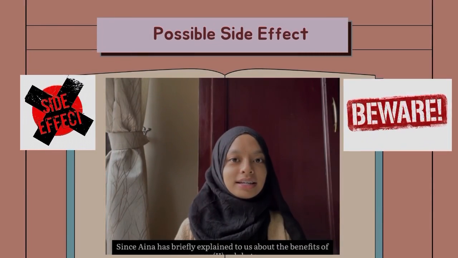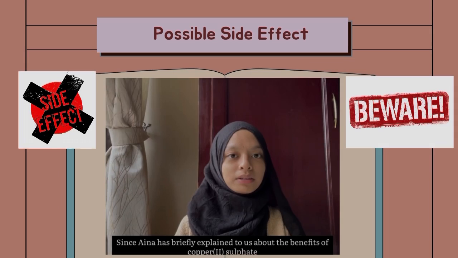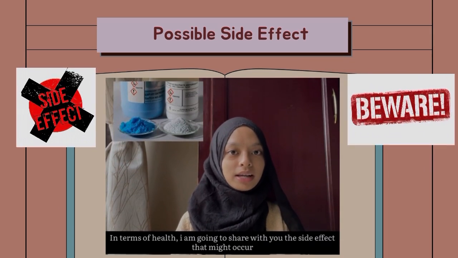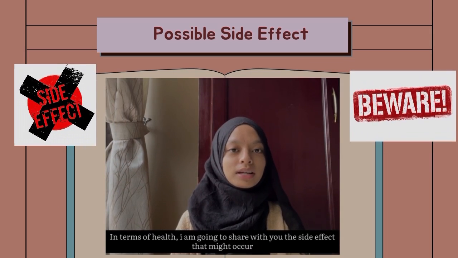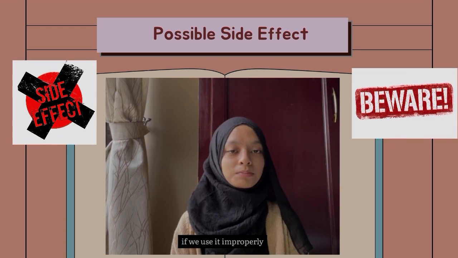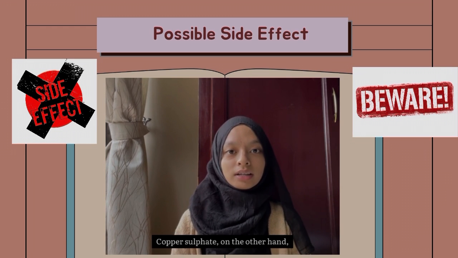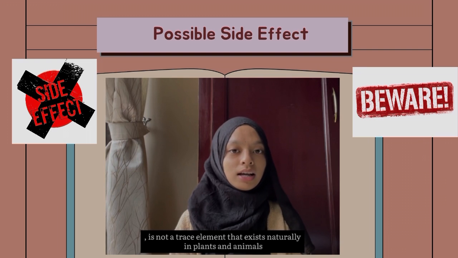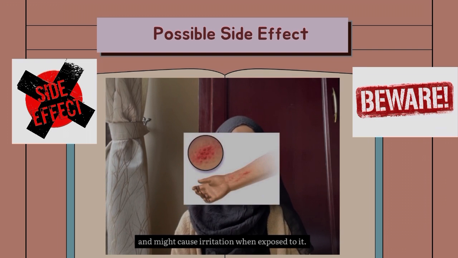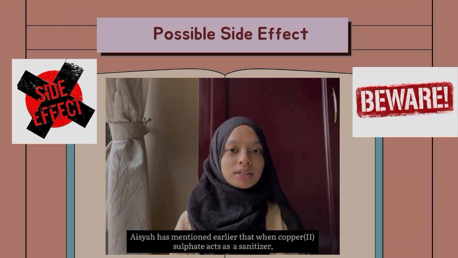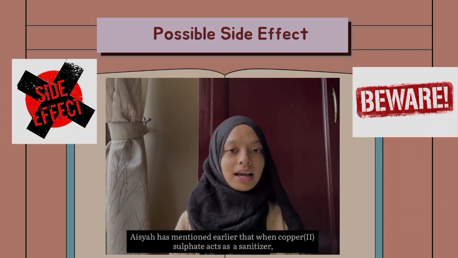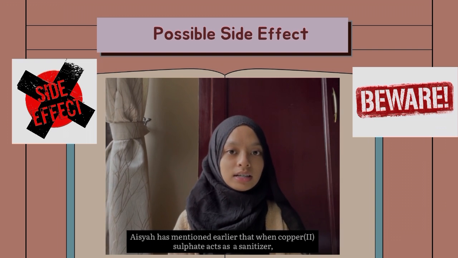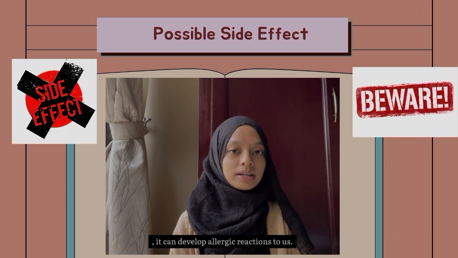Thank you, Aina. Since Aina has briefly explained to us about the benefits of copper sulfate in terms of health, I'm going to share with you the side effects that might occur if we use it improperly. Copper sulfate, on the other hand, is not a trace element that exists naturally in plants and animals and might cause irritation when exposed to it. Aisha has mentioned earlier that when copper sulfate acts as a sanitizer, it can develop allergic reaction to us.